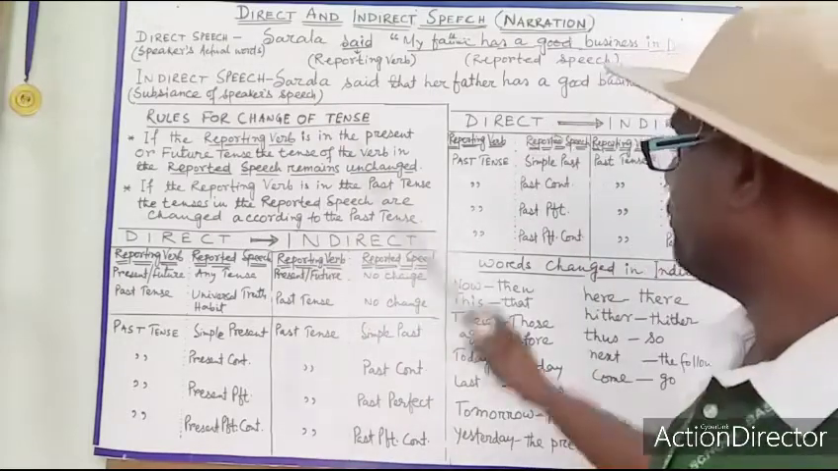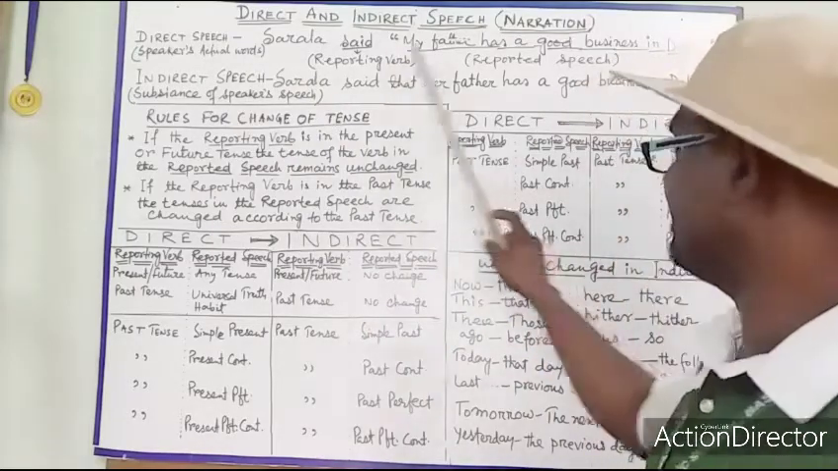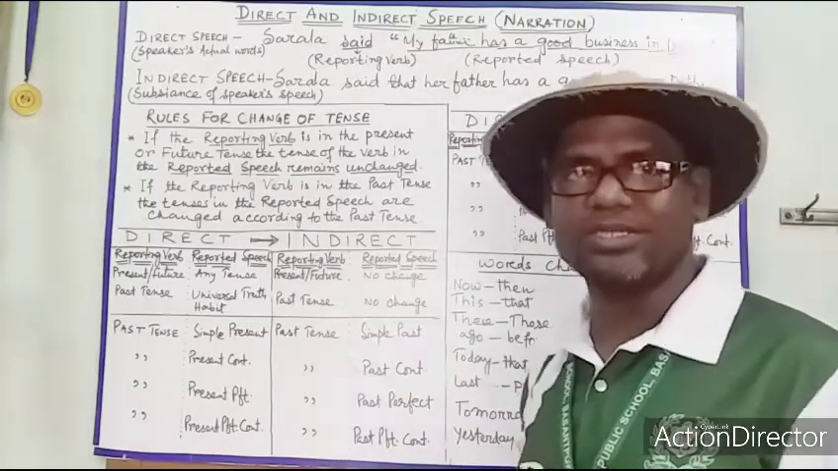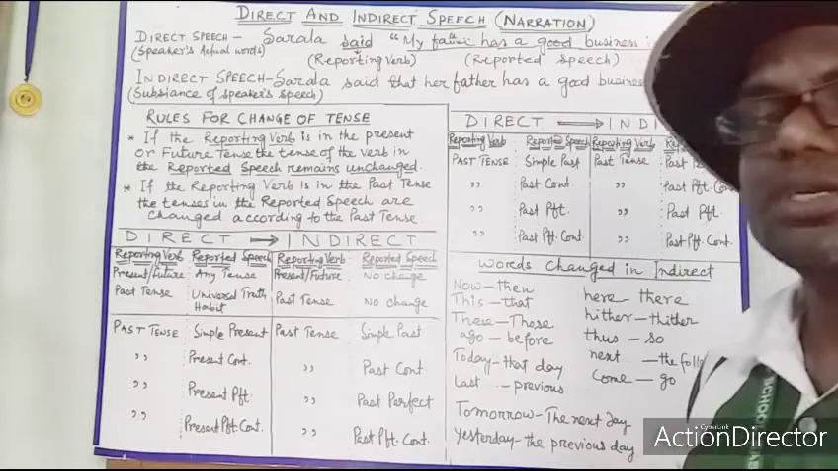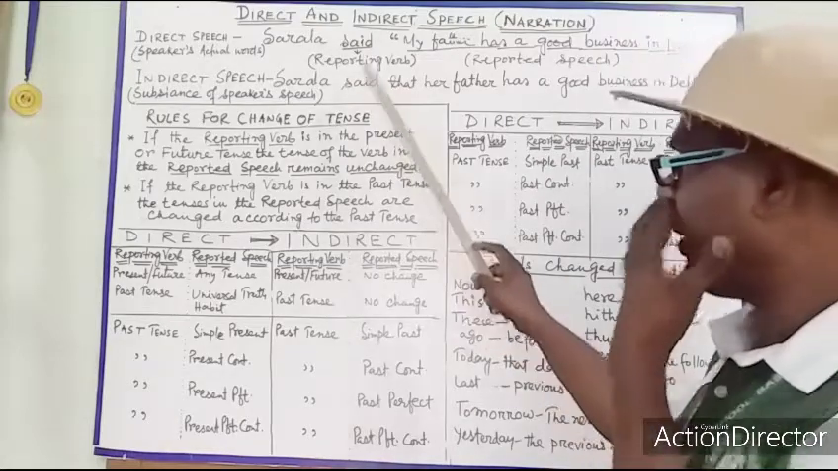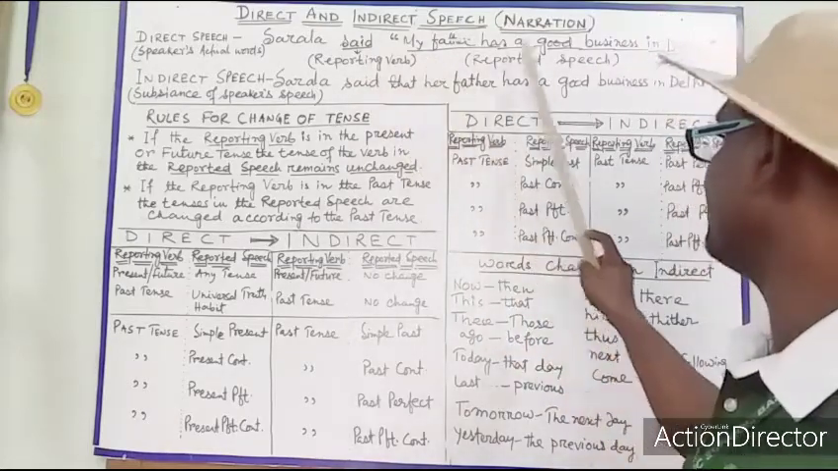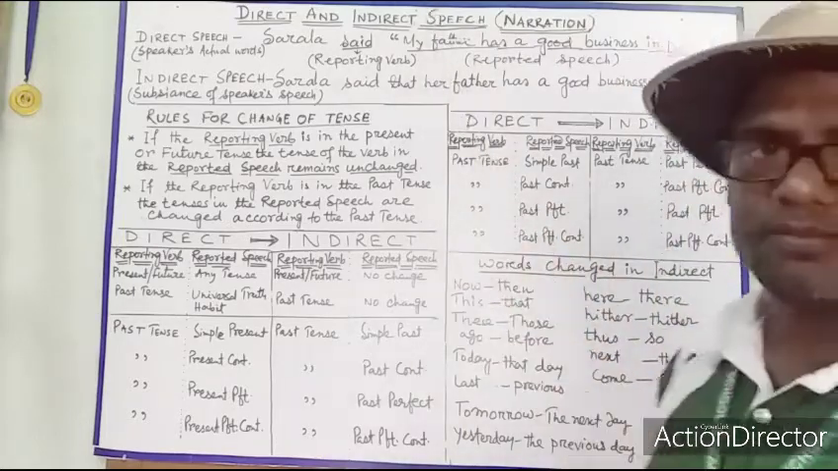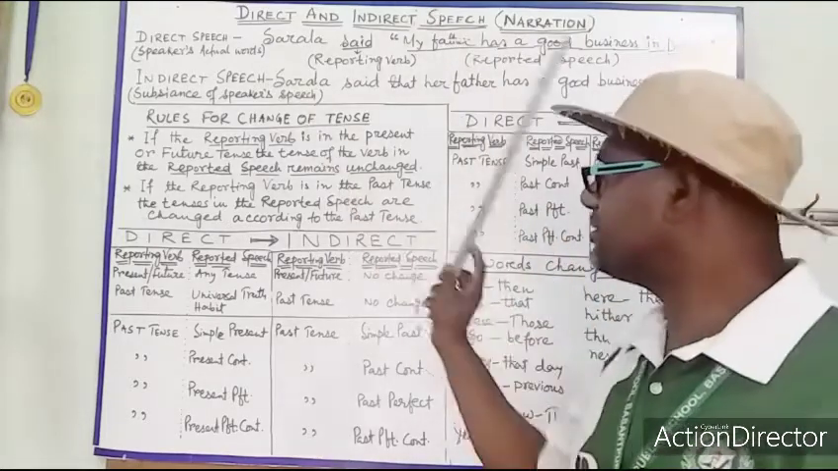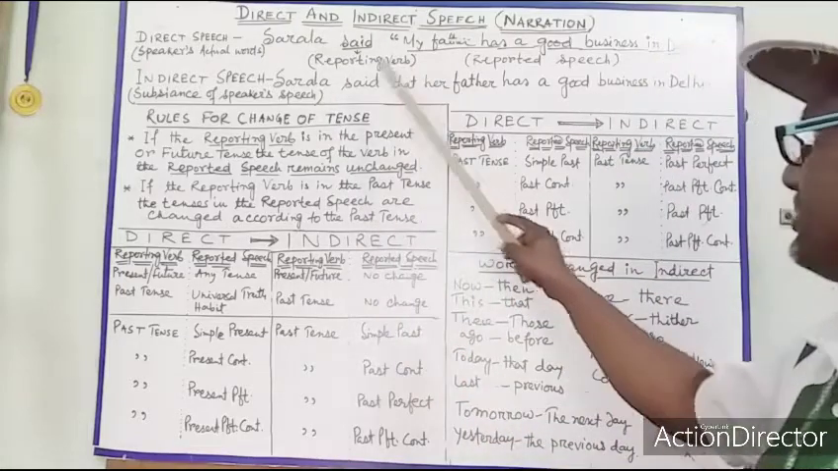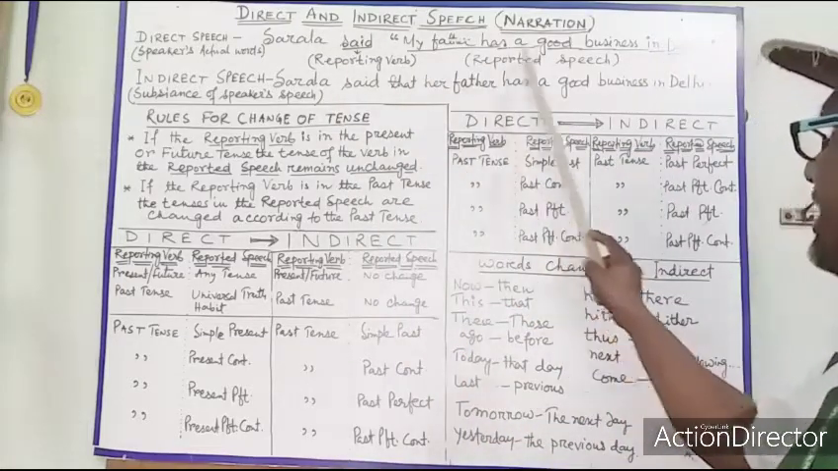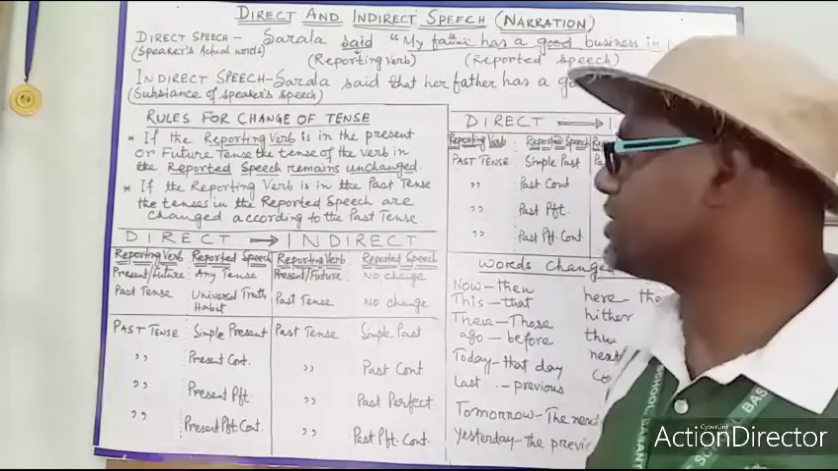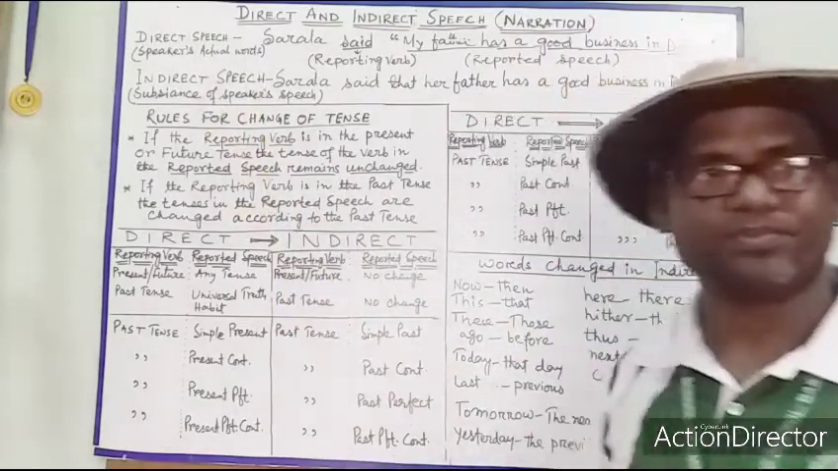And within the inverted commas, whatever is written, that is the actual speech of the speaker. That means the actual speech of Sarala. Okay? Sarala is saying, "My father has a good business in Delhi." This is the actual speech of Sarala. So this sentence, Sarala said, "My father has a good business in Delhi," is direct speech because this is the speaker's actual words.